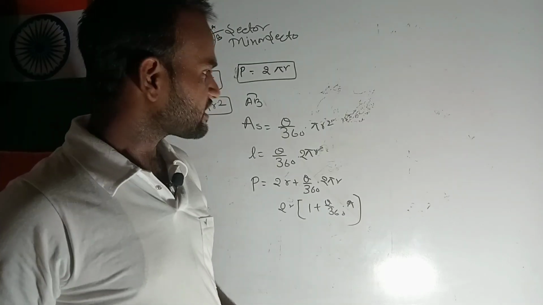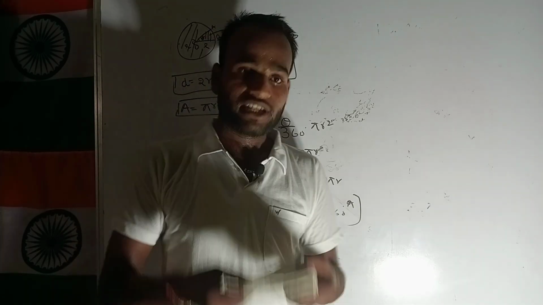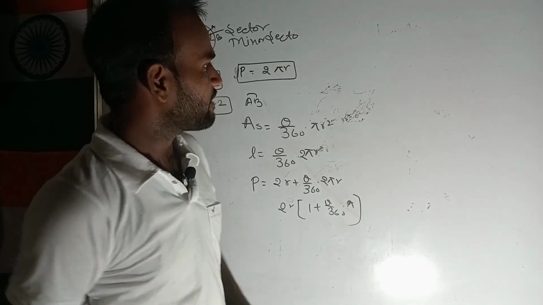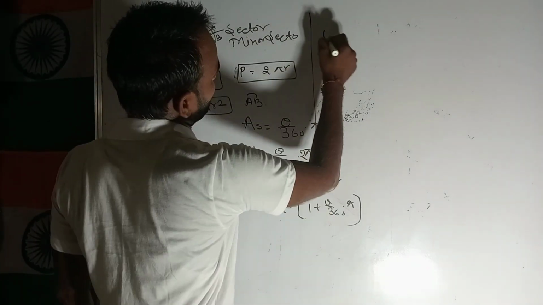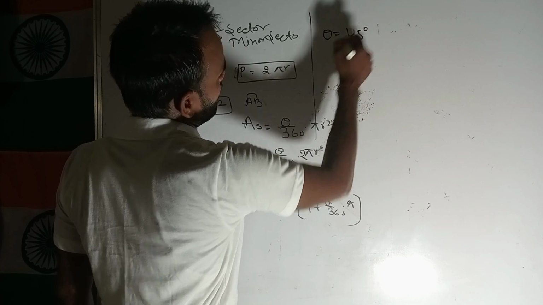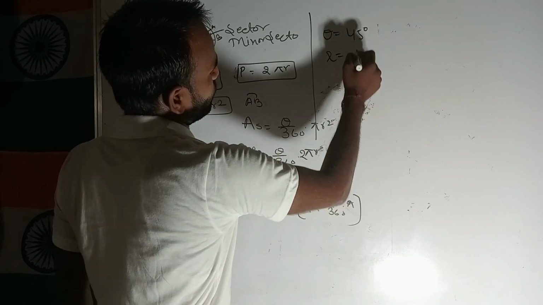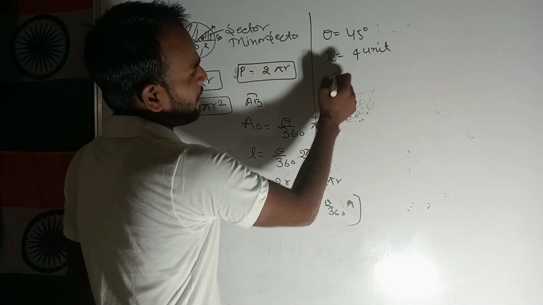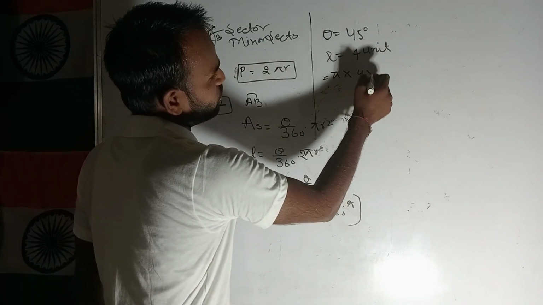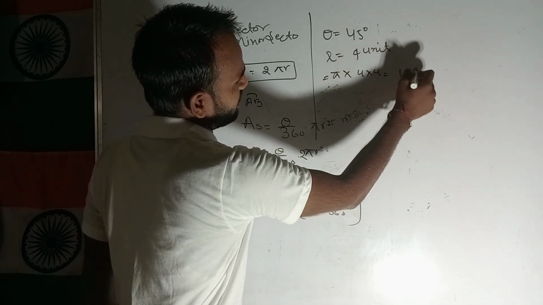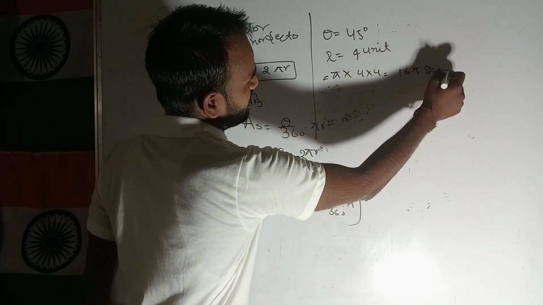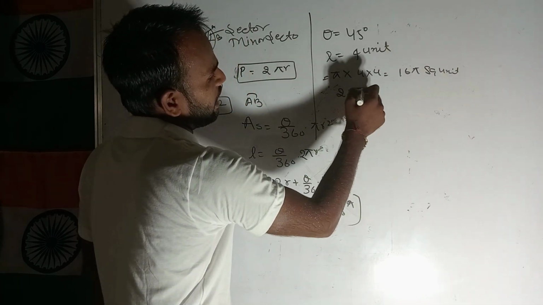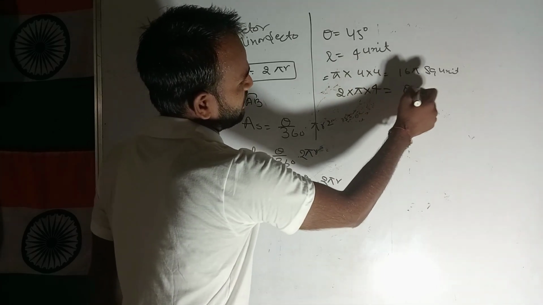Now let us take a numerical value to solve these problems. Let theta equal 45 degrees and the radius equal 4 units. Now find the area. The area will be pi r square, that is pi into 4 into 4, which is 16 pi square units. The perimeter is 2 into pi into r, with r equal to 4, that is 8 pi. This is the perimeter of the circle.